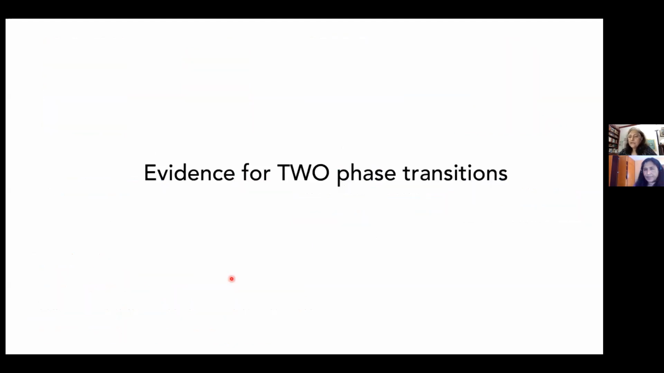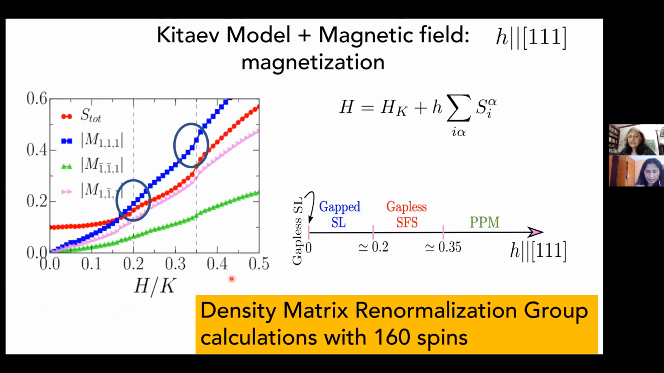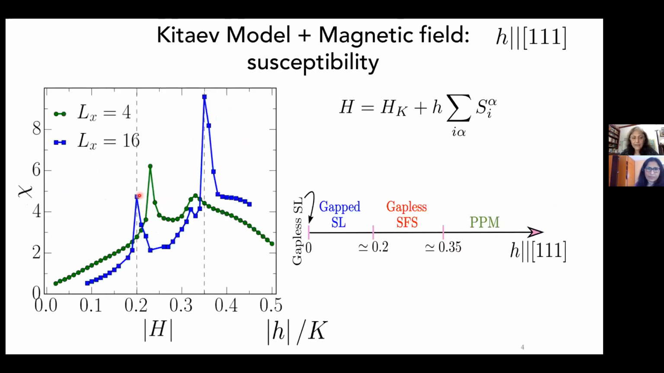So now I'll turn to our specific results, which are obtained by 2 methods, exact diagonalization and density matrix renormalization group. And what I'm showing here is the magnetization as a function of the field. There's the magnetization as a function of field, and there are some signatures which can be highlighted.